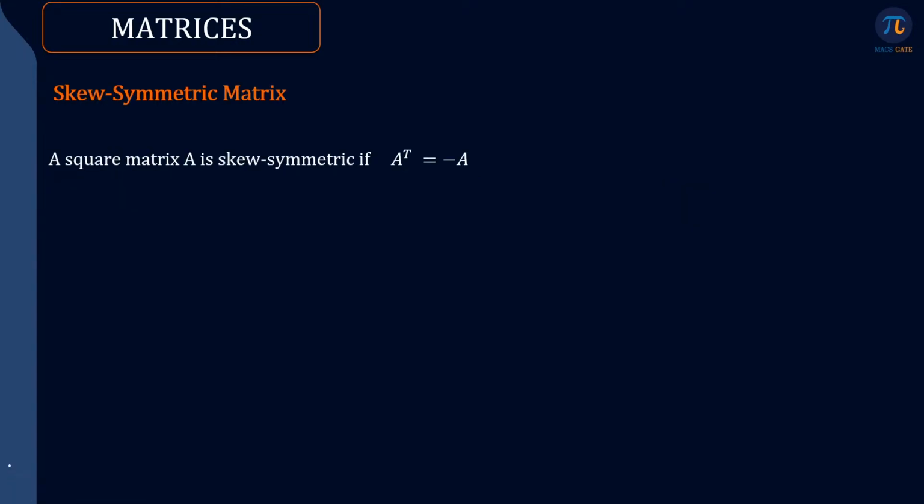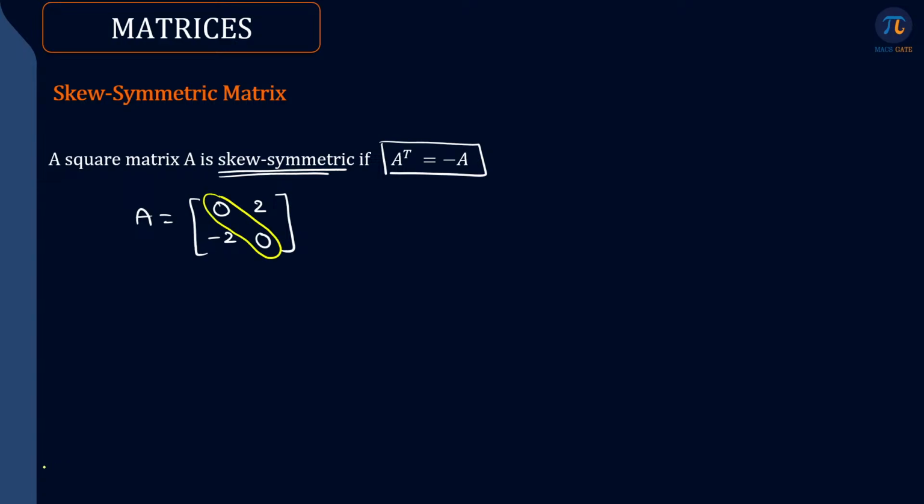Second definition. A square matrix is skew symmetric if A transpose is minus A. So consider the following example. See, in skew symmetric, if you observe, the main diagonal elements are zeros, and these two elements are minus of each other. That is, the mirror images are not equal here, they are minus of each other. So those are the simple properties of a skew symmetric matrix.